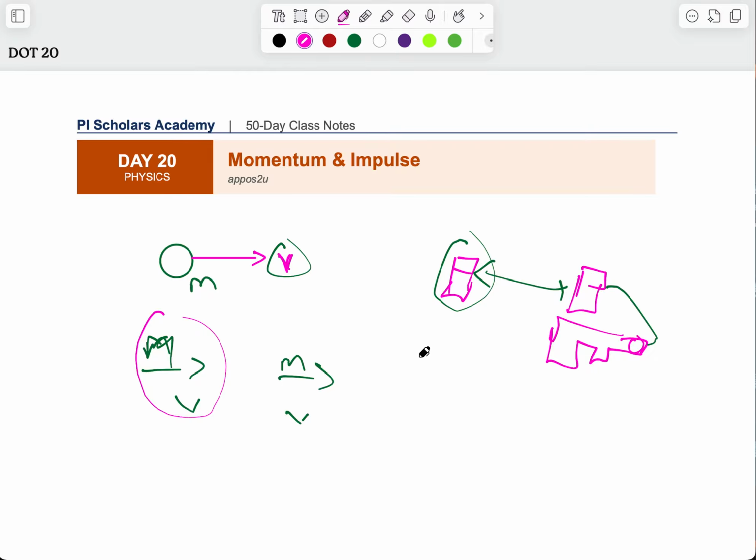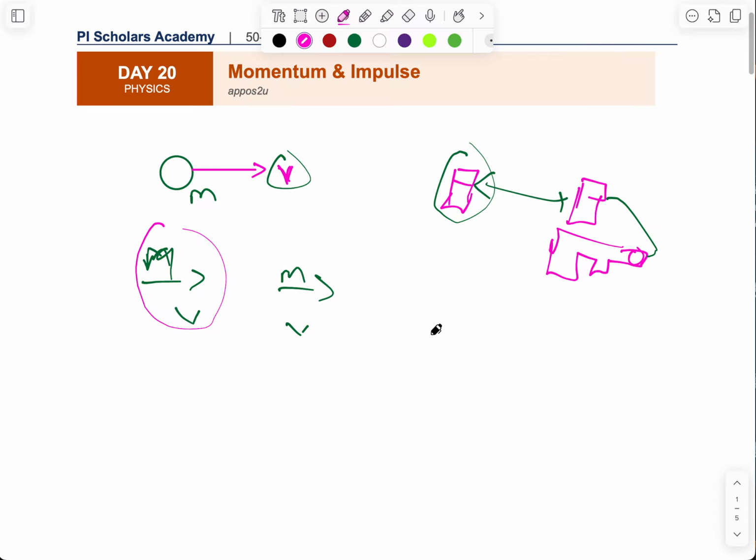This concept is very, very important, such that small objects can actually cause great impact. It is due to the fact that they have momentum. Momentum is the quantity of motion that a body possesses. That is the rate at which it is moving. How fast is it moving? How fast is it changing distance, or rather how far is it changing displacement per given time? So that's basically what momentum is.